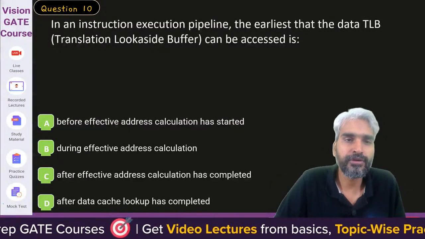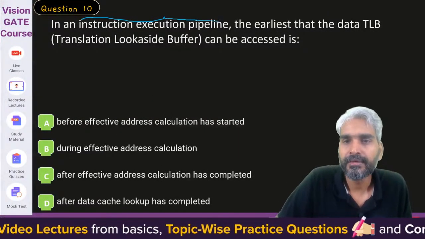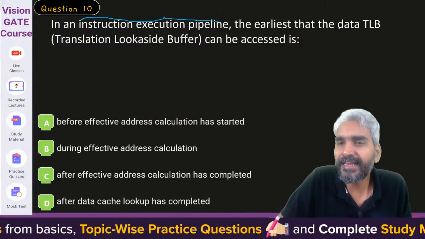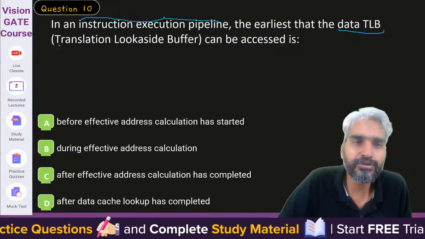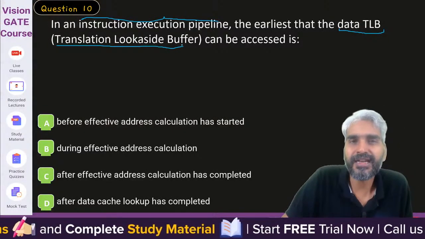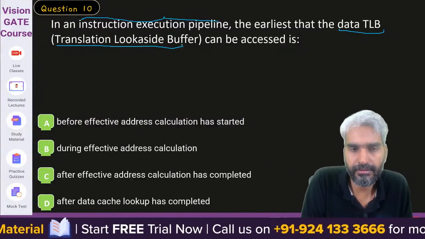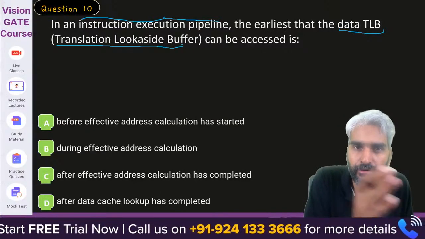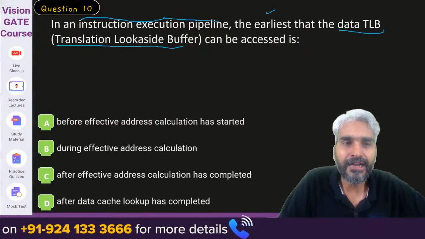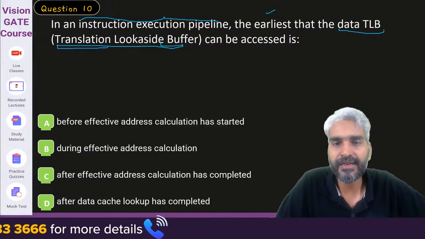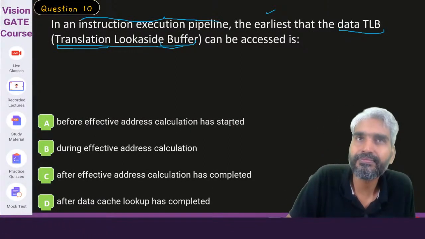So that's fine. In an instruction execution pipeline, the earliest that the data TLB is accessed... you all know why we use the translation lookaside buffer. We use it to convert the logical address into physical address. So it's asking, what is the earliest we can try to convert the logical address into physical address? Before effective address calculation has started? Please try to understand.